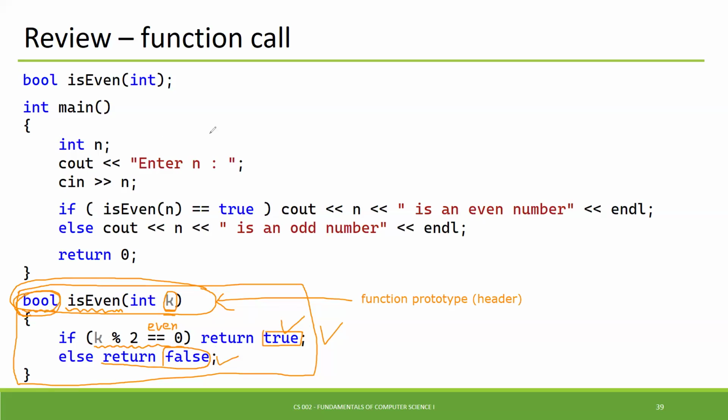So at first I will get number n. For example, if it is 10, then k will be 10, right? And isEven(10)? It is true, right? True will be returned, and it will be compared with true, so this is true. So "10 is an even number" will be printed out.